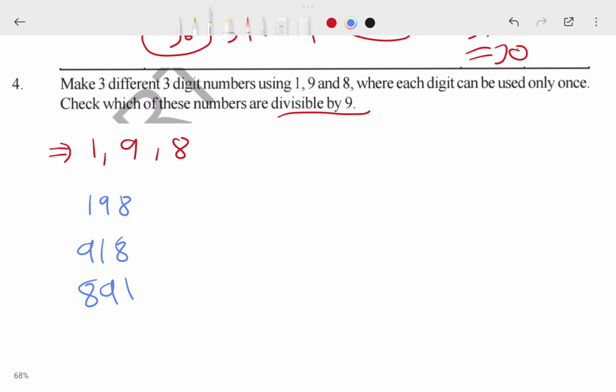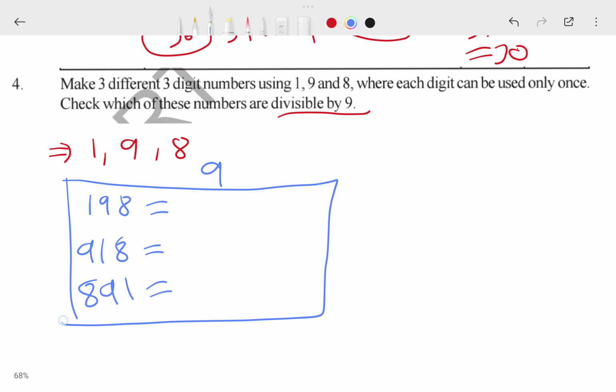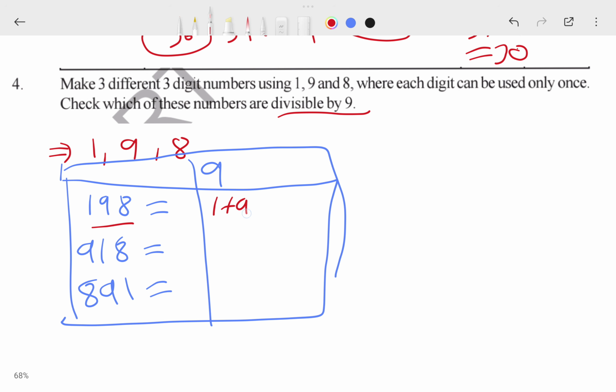These are the 3 different numbers. Is it clear to you? This is different, this is different, this is different. Now we have to check whether each is divisible by 9 or not. How can we check? Simply, for checking whether it is divisible by 9 or not, we have to add the digits. So let's add 1 plus 9 plus 8. If you add, this is 10, this is 18, the answer is 18.